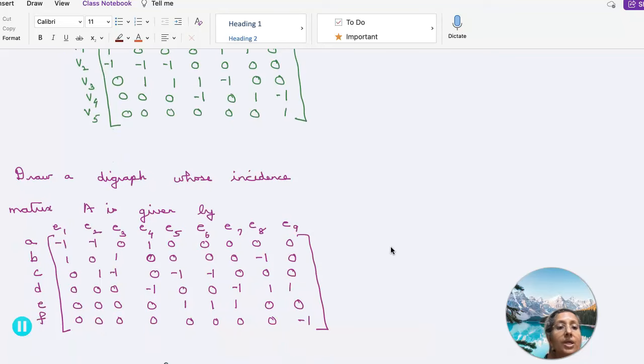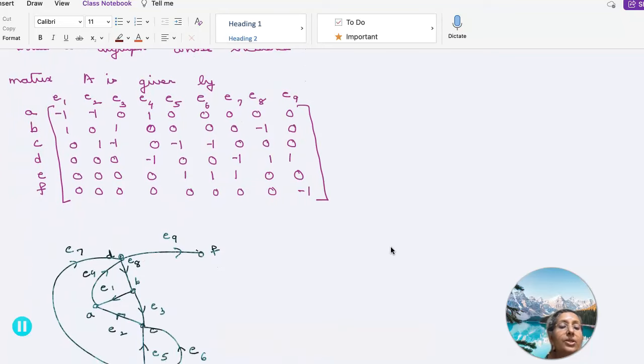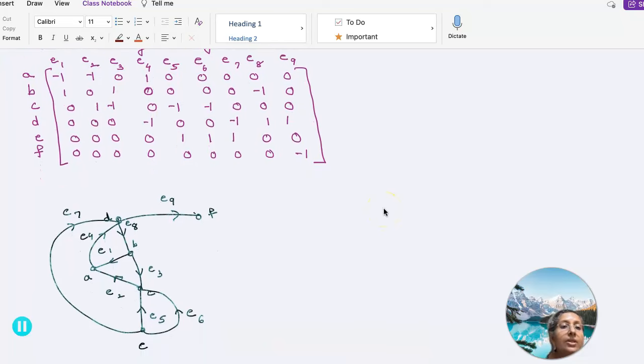Now we'll reverse. Draw a digraph whose incidence matrix A is given. Now we are given the incidence matrix and we'll draw the graph. So you can label the vertices and you can arrange it in any order. Just follow the matrix. If you look at A, under E1 there is minus 1, so E1 is going into A. E2 is also going into A. E4 is 1, so E4 is going out of A, and everywhere else it is 0. So no other edges are incident on A.